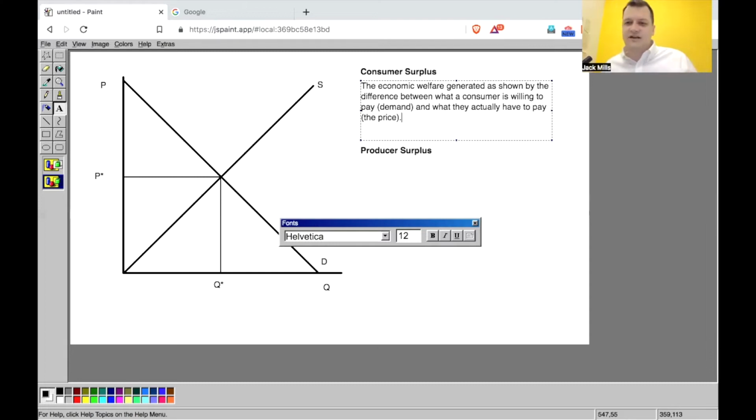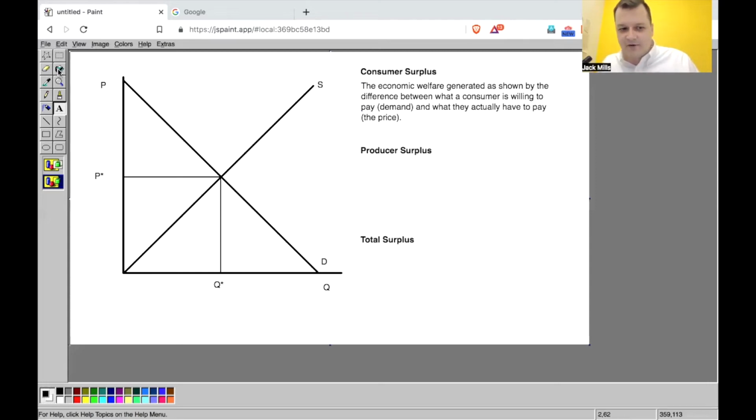Okay, so it's the difference between demand and the price. And so with that in mind, let's label it. I'm going to take this little paint bucket over here. I'm going to click a bright yellow or bright green, some bright color, because if I click a dark color, dark colors are just sad. We like bright colors. This is bright yellow behind me.